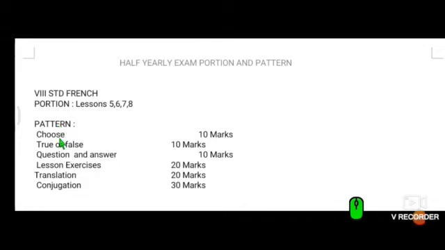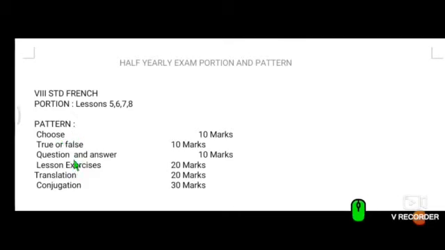Choose, 10 marks. True or false, 10 marks. Question answer, 10 marks. Lesson exercise, 20 marks. Translation, 20 marks, and conjugation, 30 marks. So we'll see one by one.